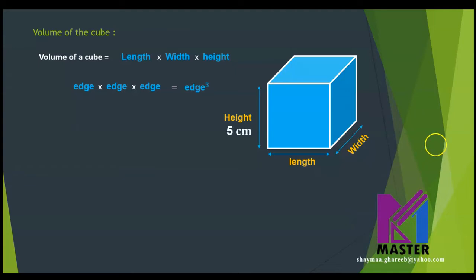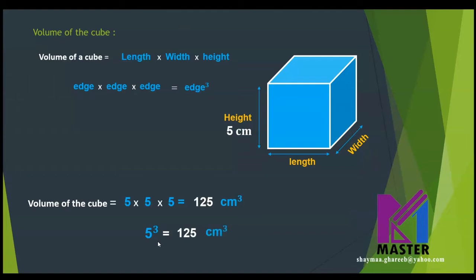For example, if the height is 5 centimeters, that means the height equals 5 centimeters and the length equals 5 centimeters and the width equals 5 centimeters. So we can get the volume of this cube by multiplying the 5 by itself 3 times, which is 125. What about the unit? Cubic centimeter. We can also say 5 to the power of 3 or 5 cubed will be the same answer exactly, 125 cubic centimeters. Is this clear?